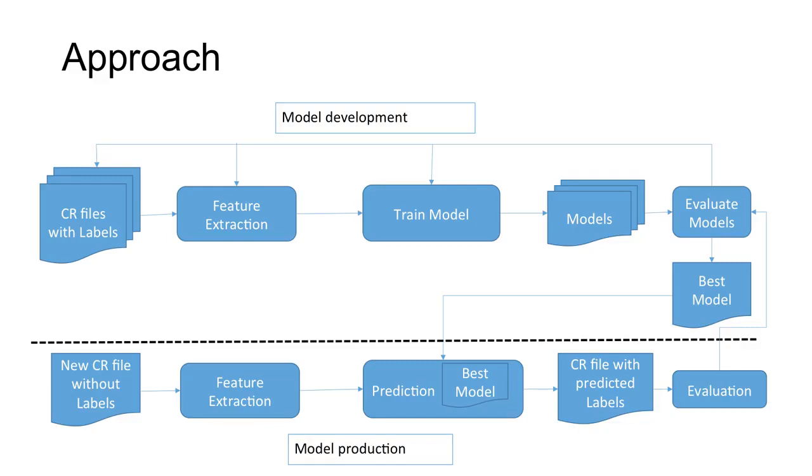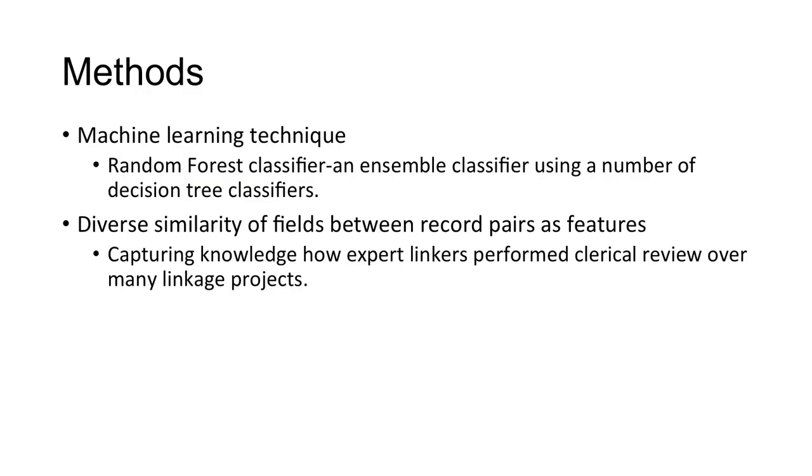In the production phase, when a new clerical review is generated by linkers, it goes through the same process as model development with feature extraction, and then it goes to the model to predict what the label will be. That means, is it a link or non-link? And we do some evaluation. So this is simply the workflow or approach in machine learning model development for clerical review classification.